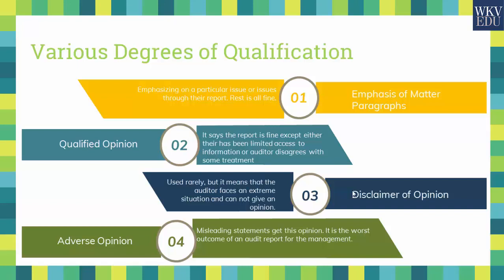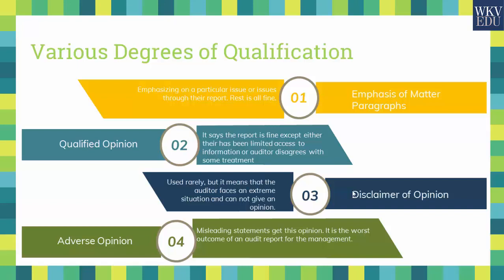It says that the statements are misleading, and this is obviously the worst outcome that an audit report for a management can give. So the auditor says that the report has been prepared in an untrue and unfair manner, and the picture that is being presented through these financial statements is absolutely misleading and untrue. So if you go from point 1 to point 4, it obviously shows that the statements being presented to the auditor are worsening from point 1 towards point 4.